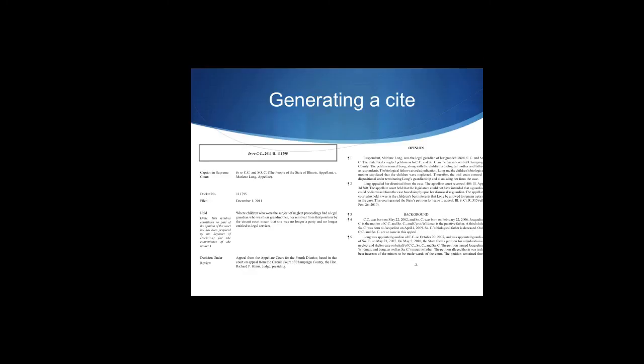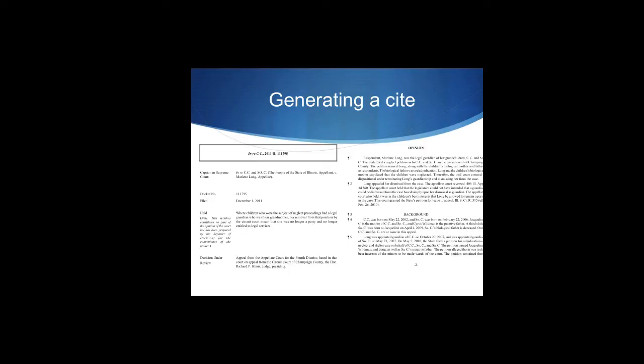So let's generate a cite using public domain citation format. Here are two excerpts from a recent opinion from the Illinois Supreme Court using the new official public domain citation. You can see the court puts at the top of the page the name of the case and the year, jurisdiction, and specific database identifier for this case. So this is In re C.C., a 2011 case from Illinois with the case number 111795.